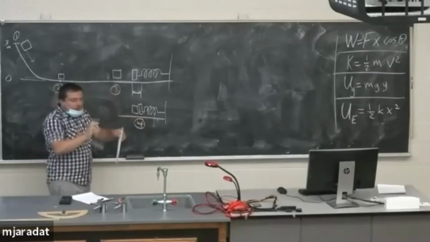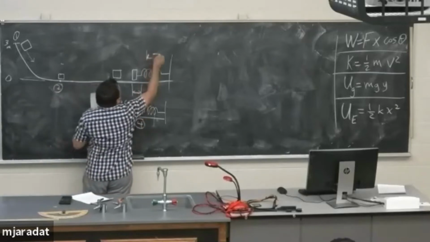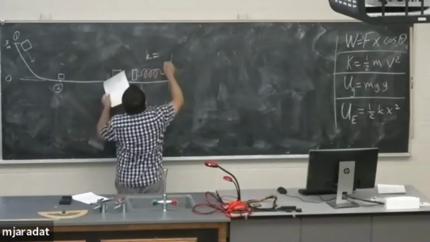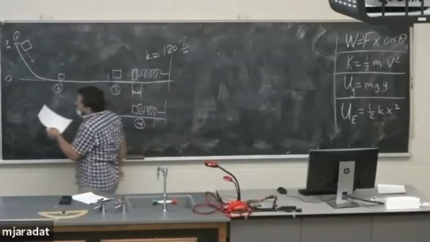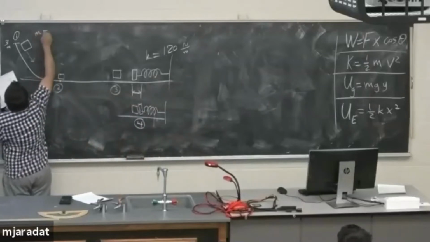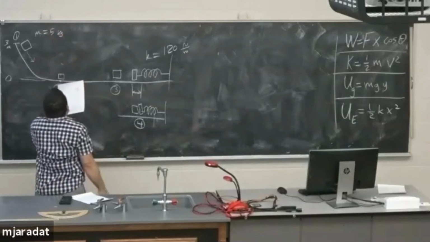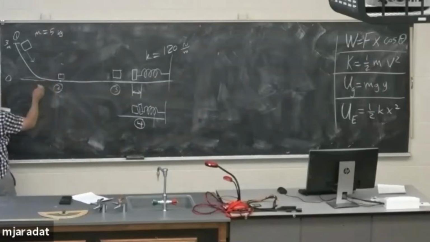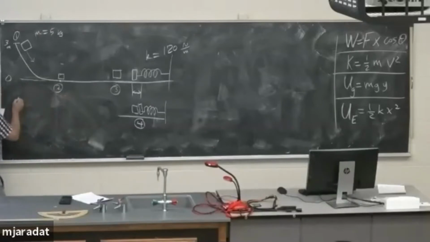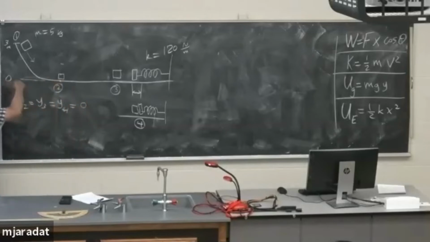When the spring is pushed, the spring has K. It is equal to how much? 120 newtons per meter. The mass is equal to 5 kilograms. Small, easy numbers, just to understand the physics. And y at each point, how much y? y2 is equal to y3 is equal to y4. How much? It is 0 at the zero level.